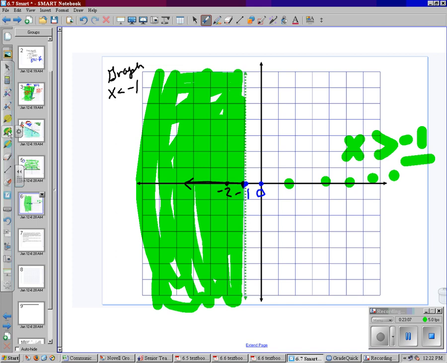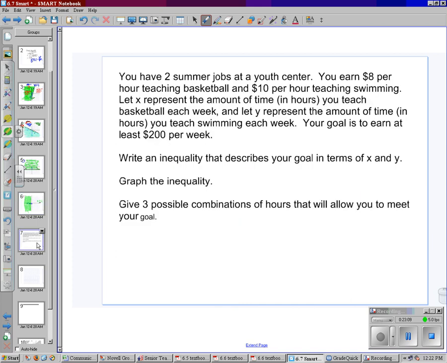Right. And we're going to do a story problem. You have 2 summer jobs at a youth center. You earn $8 per hour teaching basketball and $10 per hour teaching swimming. Let X be the amount of time in hours you teach basketball each week, and Y represent the amount of time that you teach swimming each week. So X is basketball, and Y here is swimming.